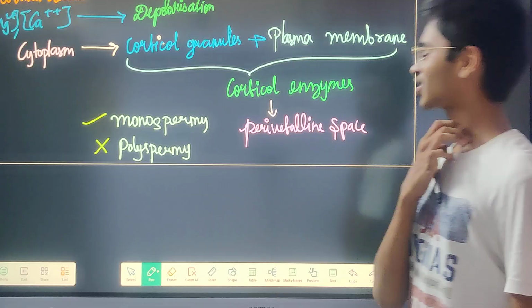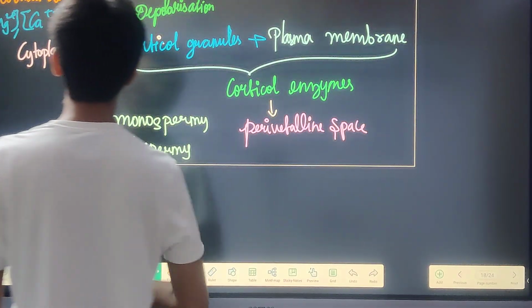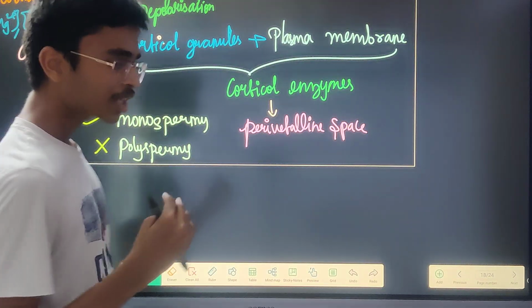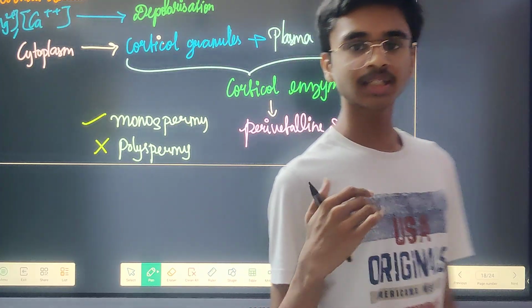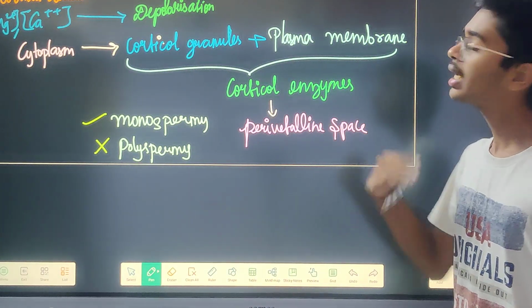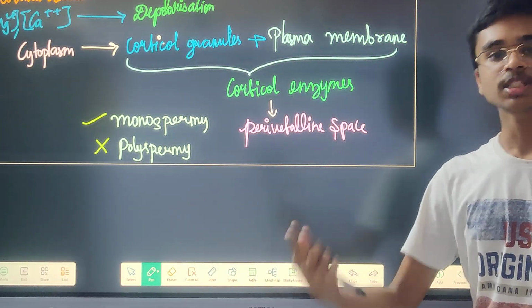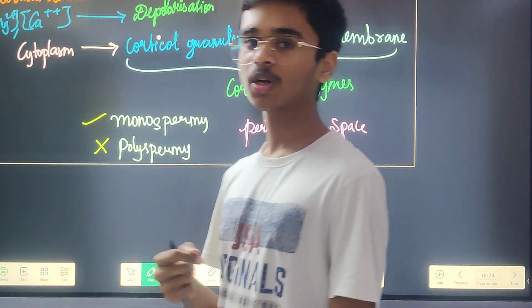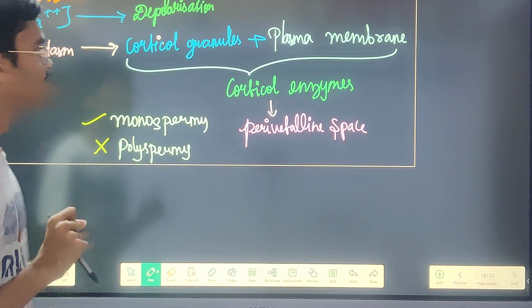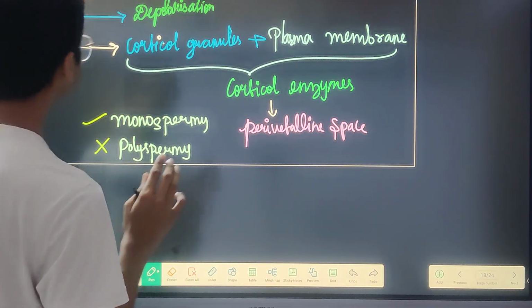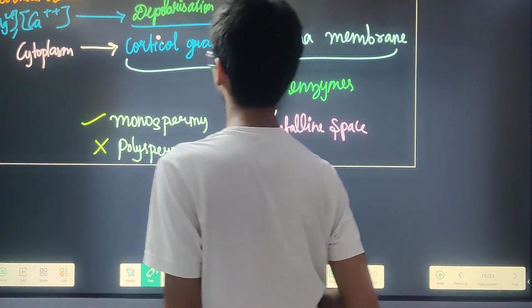So what is cortical reaction? Cortical reaction is a reaction done by the ovum so that more than one sperm will not enter into its area, into its boundary. This is full of the depolarization process.